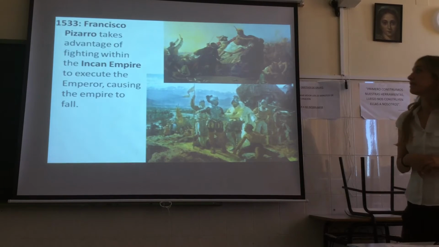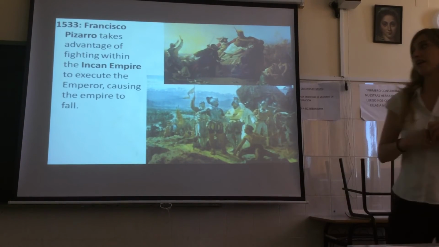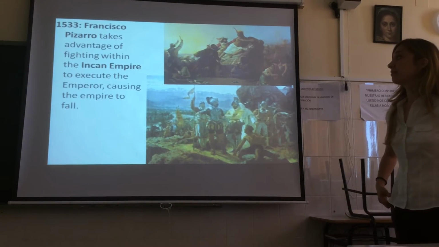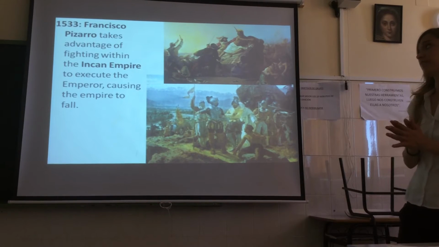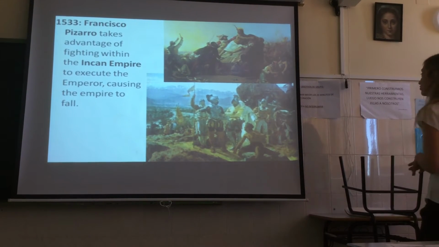fell. Next is Pizarro with the Incas, okay? Try to keep each conquistador with his area, okay? Try to keep them straight. Again, took advantage of fighting within the Incan Empire and executed the emperor in the end. So basically cut off the head of the entire empire. This is the area of Peru, right?